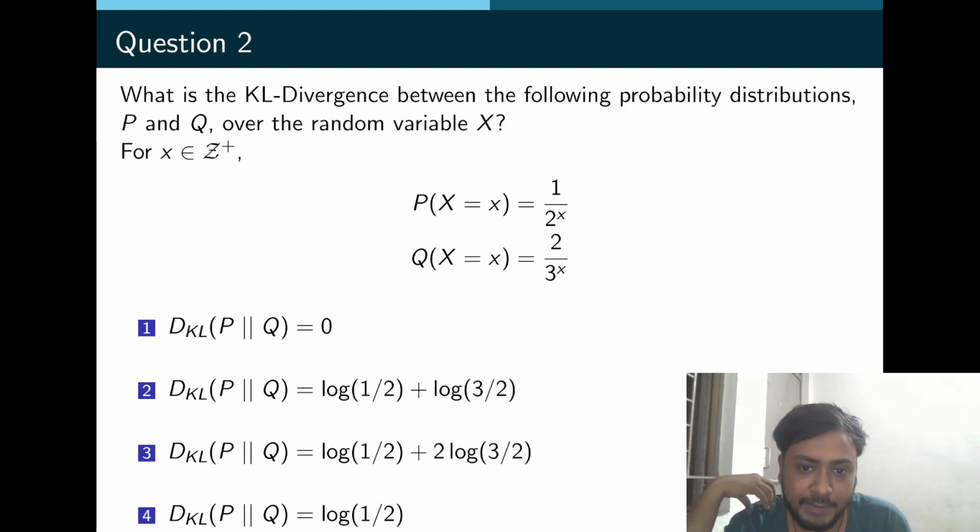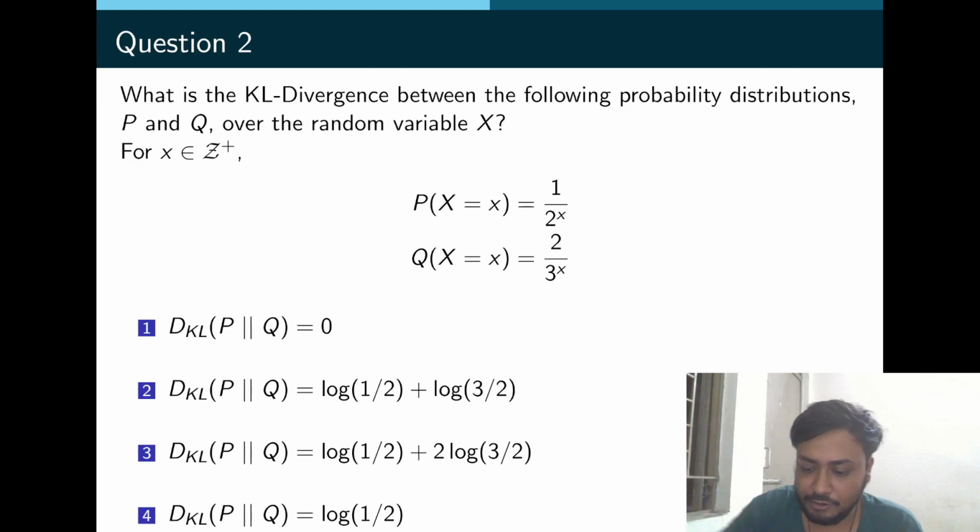P of capital X is defined as 1 by 2 to the power x, and Q is defined as 2 by 3 to the power x, for x belonging to Z plus. As you know, Z plus represents the set of positive integers, so 0 is not included in Z plus. The range of the random variable x is x equal to 1, x equal to 2, x equal to 3, up to infinity. That is the range, and then you have to calculate the KL divergence.